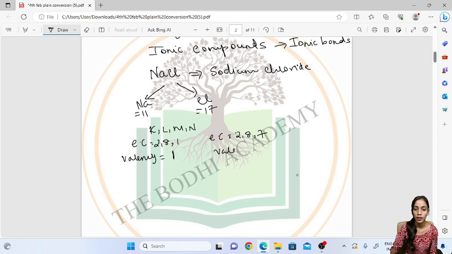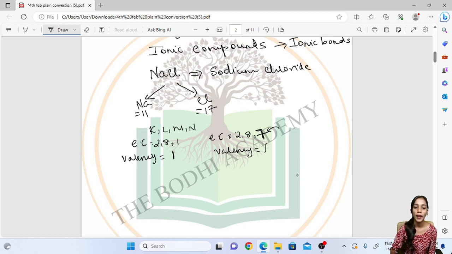Now the valency of chlorine. For chlorine to attain a completely filled valence shell, it has to take 1 electron. So the valency of chlorine also becomes 1. From here we can observe that sodium has to lose 1 electron and chlorine has to gain 1 electron.